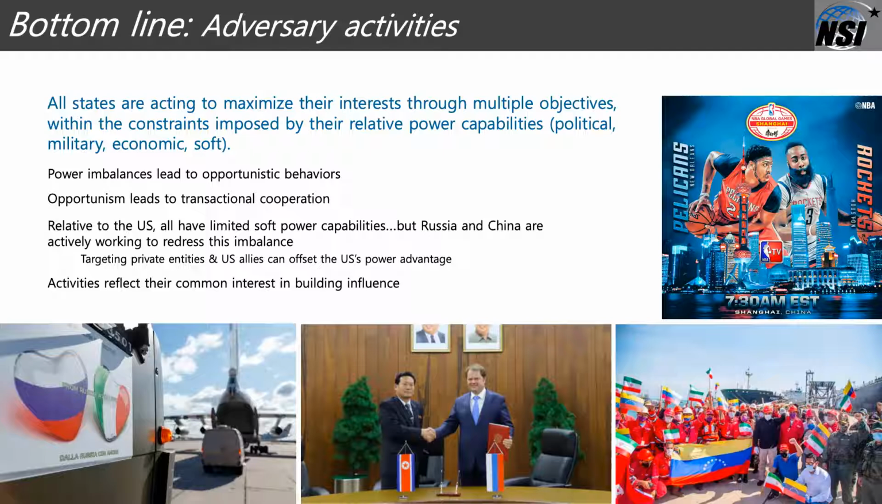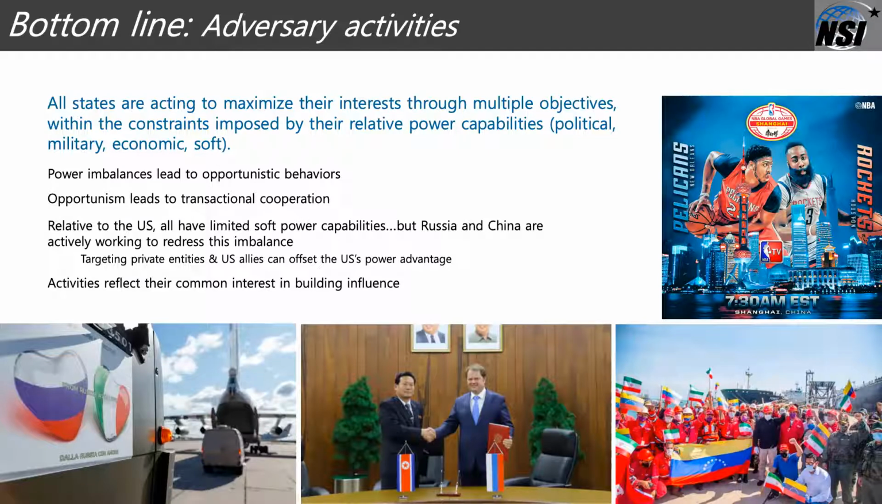Power imbalances lead to opportunistic behaviors. Russia and China are both using economic leverage to further broader interests, especially for increasing their influence. All four are employing grey strategies to pursue security and influence interests while limiting the risk of direct military confrontation with the US and the West.